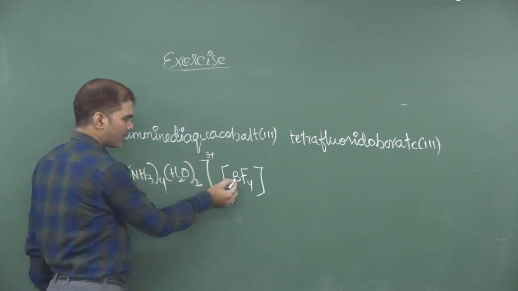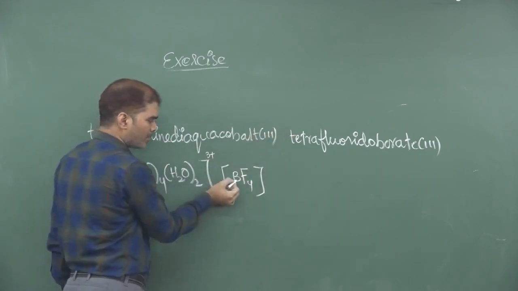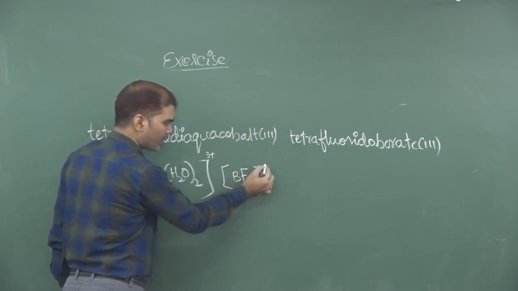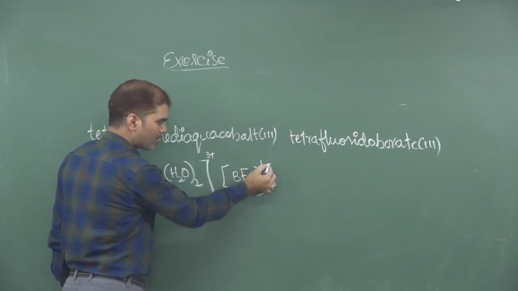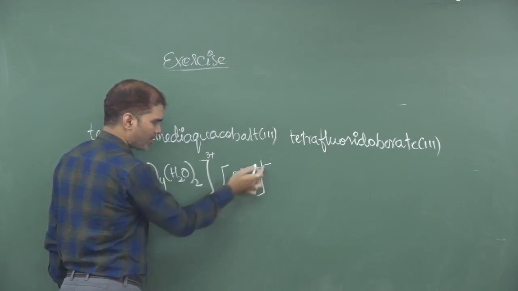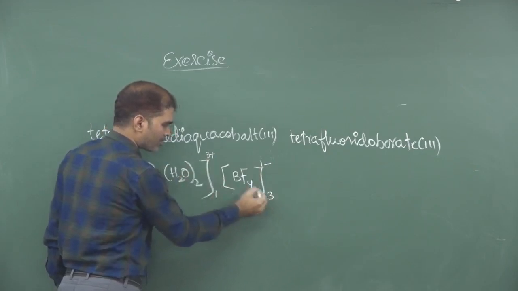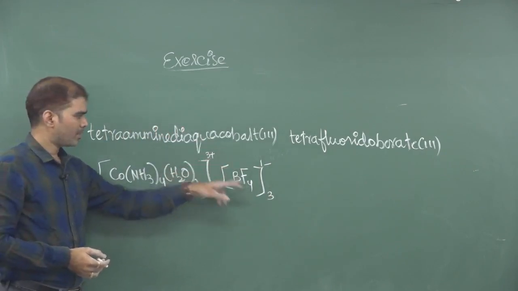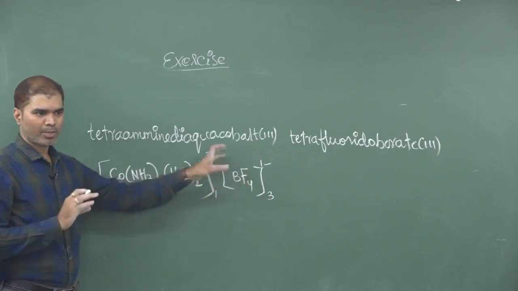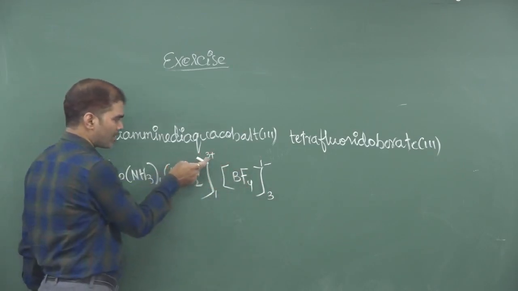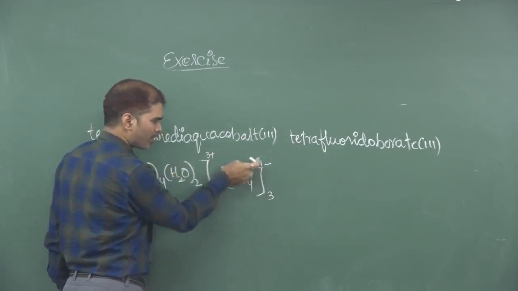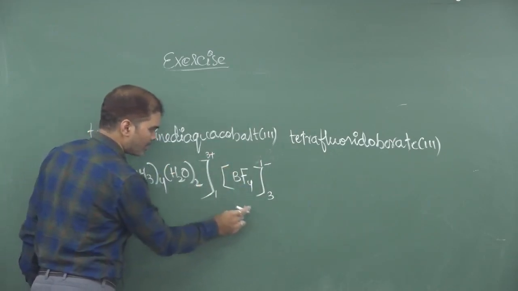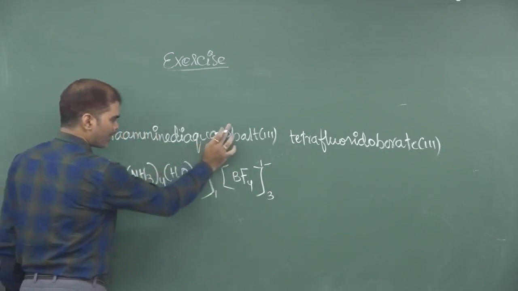Next, boron should have +3, but with 4 negatives, 3 negatives are going for this, so this should get minus 1. This 1 minus you multiply, that will come here. This 3 you multiply with this. In coordination I told you, just crisscross. Whatever charge is present, you put it here; that will become the number of those ions. So there is 1 of this cationic part and 3 of the anionic part. Now you check whether it is balancing or not.